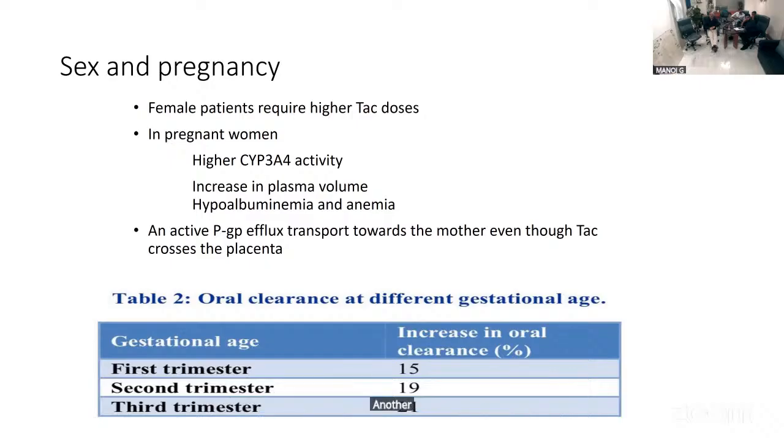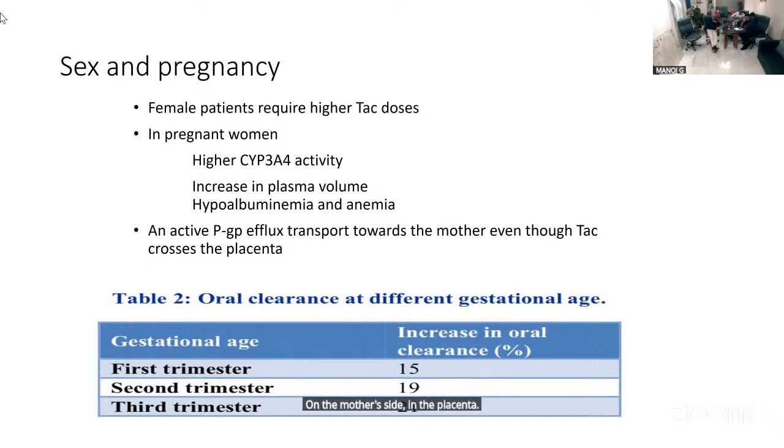Another is exposure of tacrolimus to the fetus. No doubt tacrolimus can cross the placental barrier, but fortunately here the P-gp efflux mechanism is available, which pushes the tacrolimus back to the mother's side in the placenta.